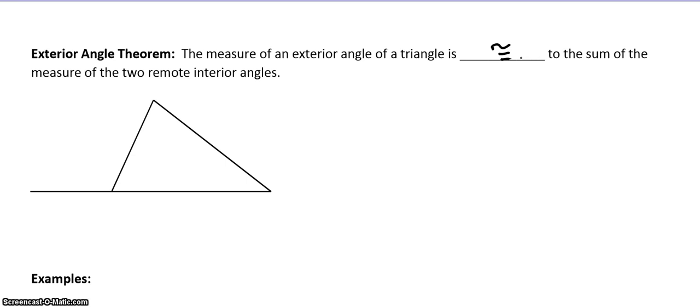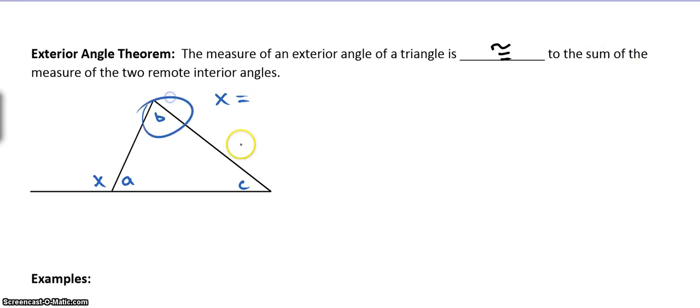Now, we're going to call this angle x, and we'll call these angle A, angle B, and angle C. Now the theorem is going to say this: the measure of the exterior angle of a triangle, so the first part that we're speaking about, angle x. So the measure of angle x, the exterior angle of a triangle, on the outside of the triangle, is congruent to, so is equal to, the sum of the measure of the two remote interior angles.